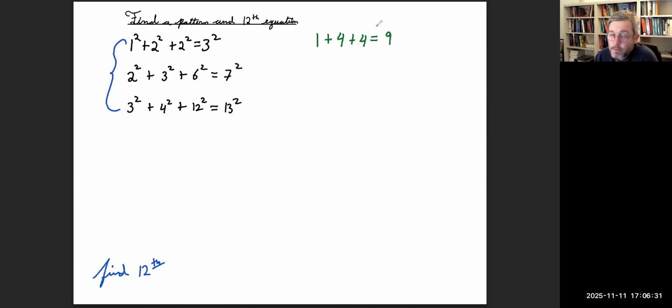Is this even a true statement? It didn't ask me to check. It stated it as a fact, but is it true? 4 and 4 and 1 is 9. So this is true. It checks out.